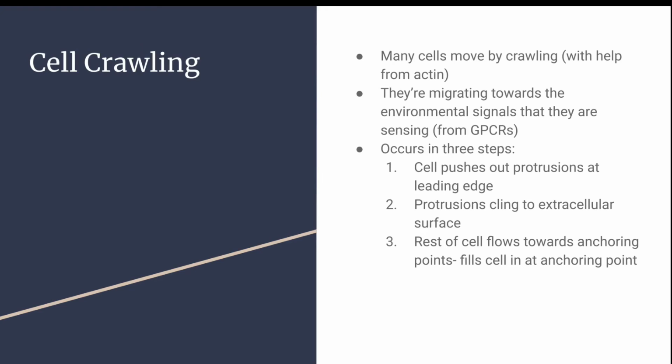Cell crawling depends on actin, where cells sense environmental signals via G-protein coupled receptors, which we'll talk about in a little bit, and they migrate towards these signals using actin. This occurs in 3 steps. First, the cell pushes out protrusions, some sort of podia, at its leading edge. Then the protrusions adhere to the extracellular surface that the cell is crawling on. Lastly, the rest of the cell flows forward to the anchoring points, which fills in the cell at the advancing front. These steps are driven by actin in different ways.